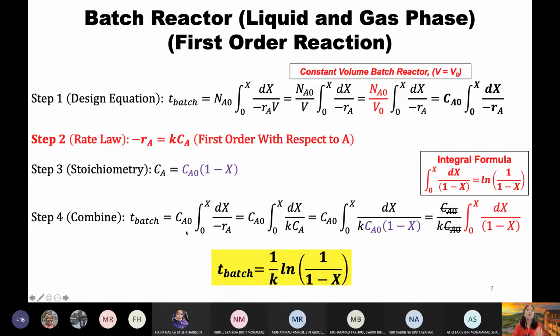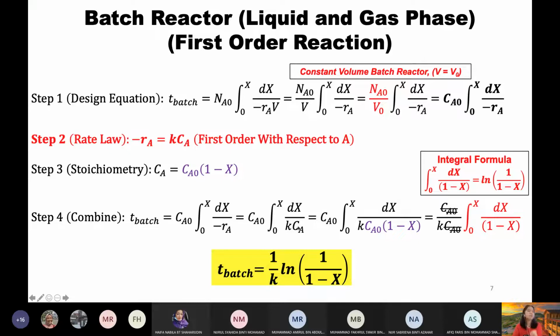Okay, reaction time equals to T batch, reaction time of a batch reactor equals to CA0 integrating 0 to X dx per minus RA. That is our starting point. Then kita replace, katakan in our question or in our reaction, it is first order with respect to A. As this example, we can replace minus RA with KCA. Sekarang ada dengan KCA.